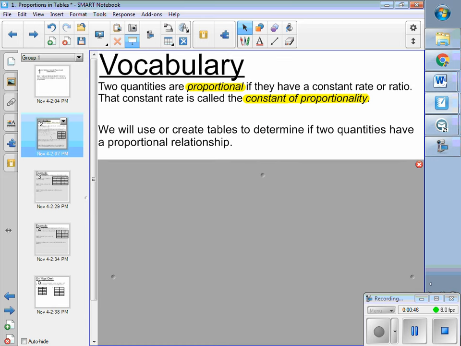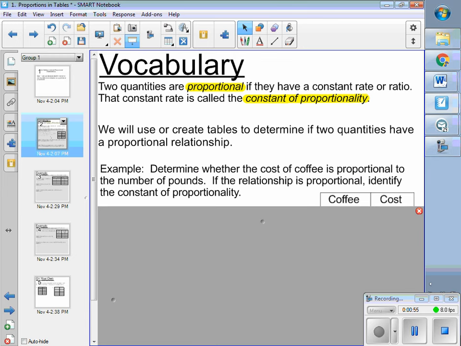Okay, we will use or create tables to determine if two quantities have a proportional relationship. An example of this: you need to determine whether the cost of coffee is proportional to the number of pounds. If the relationship is proportional, identify the constant of proportionality.